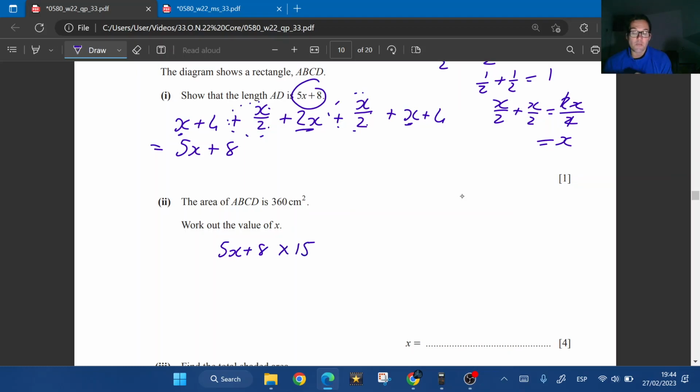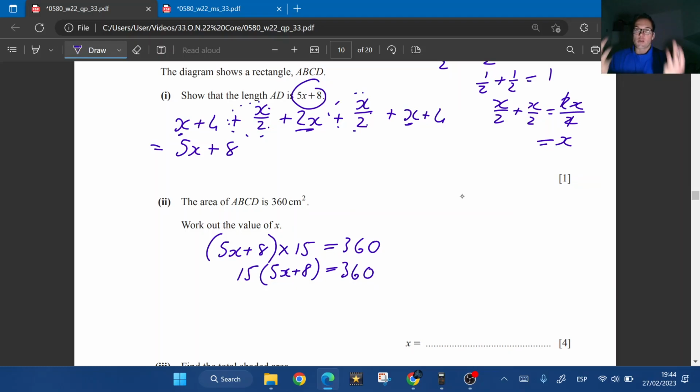No, because this is bit math, means we only do 8 times 15. We need to multiply everything by 15. Will give us the answer 360. Or a better way to write it, 15 times 5x plus 8. You put it just in front of the bracket. It means you multiply everything in the bracket. Now we just need to solve it. First get rid of the 15, divide both sides by 15. So that will be 360 divided by 15.